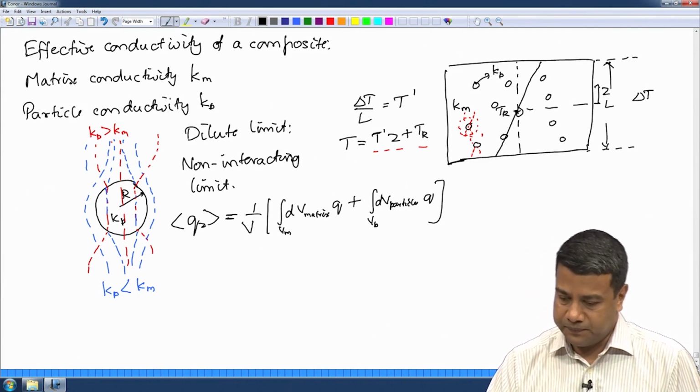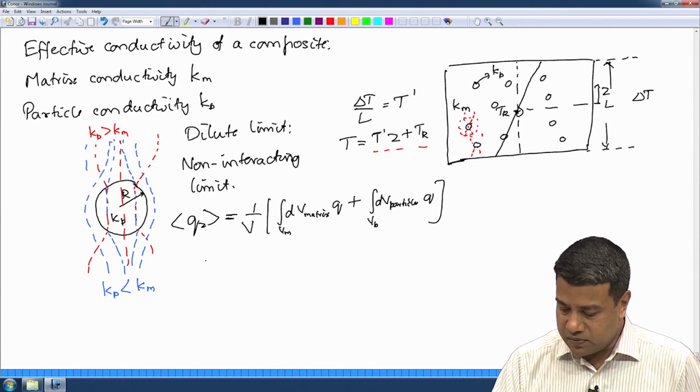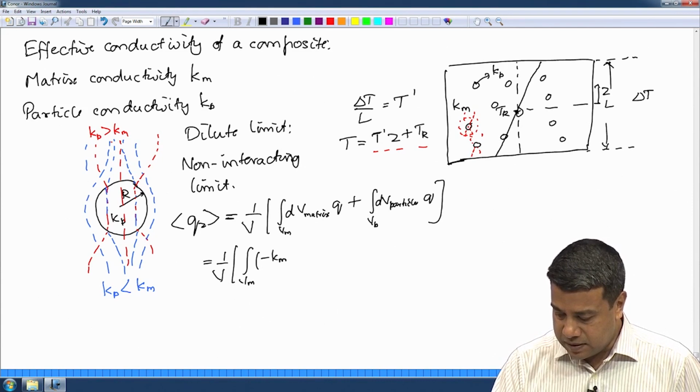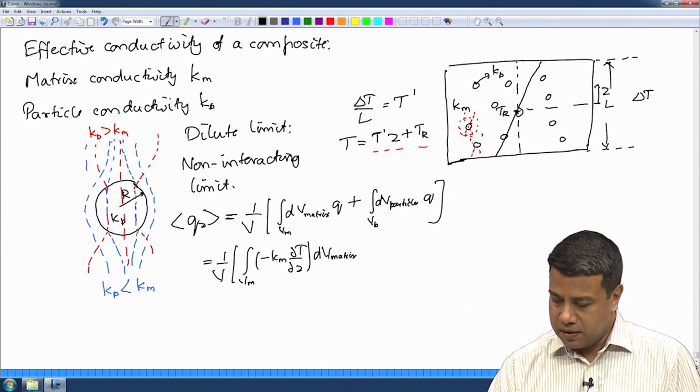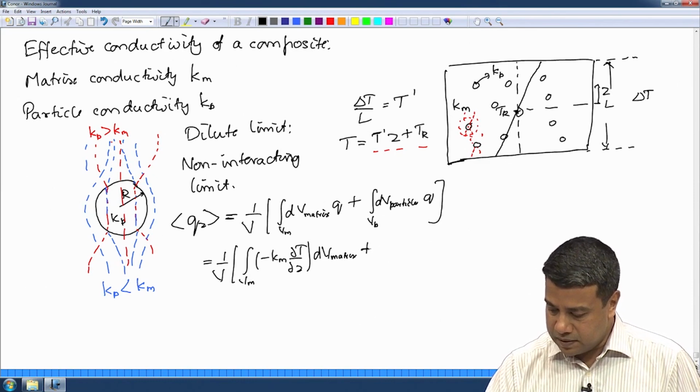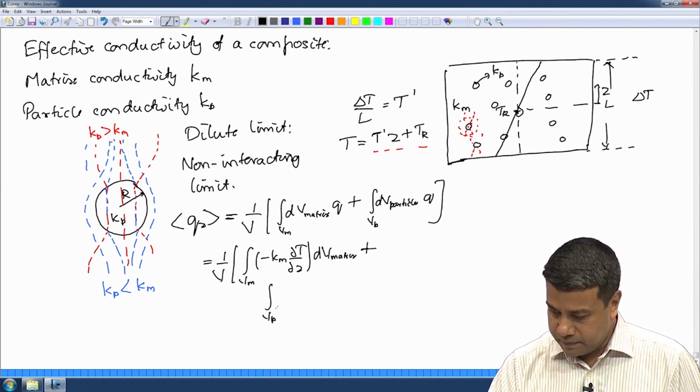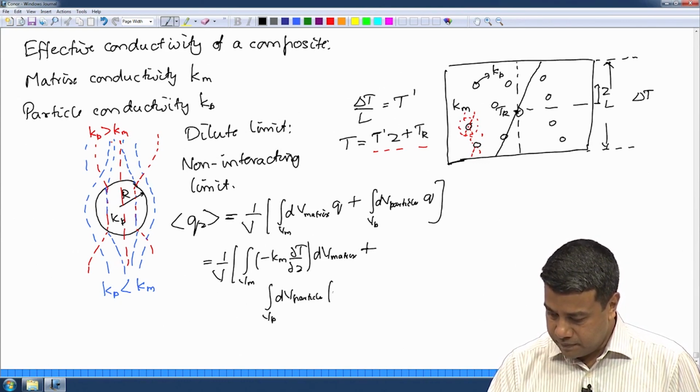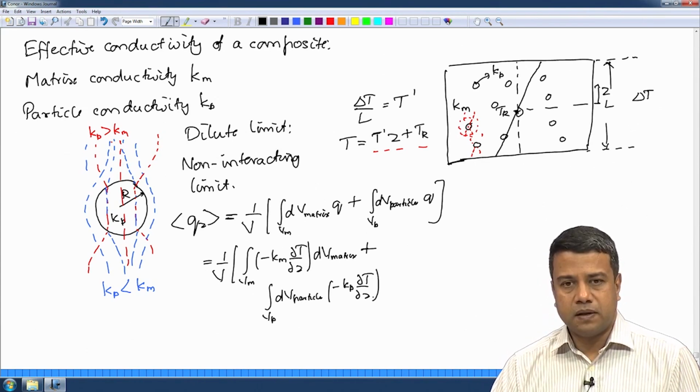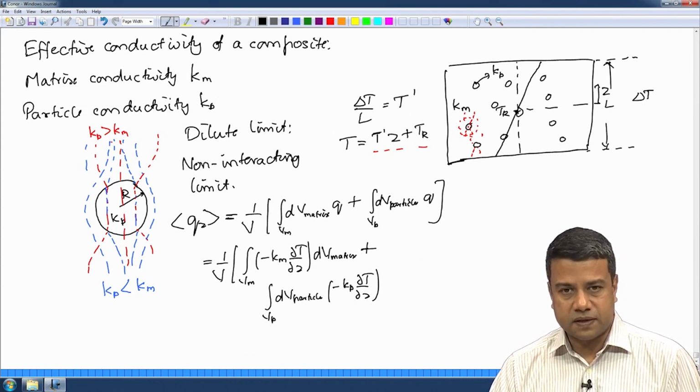the particles. If I were to expand this out, since each one satisfies the conduction equation, I will get the integral over V matrix of minus K matrix partial T by partial Z over the matrix, plus the contribution over the particles. So, that is the average flux.